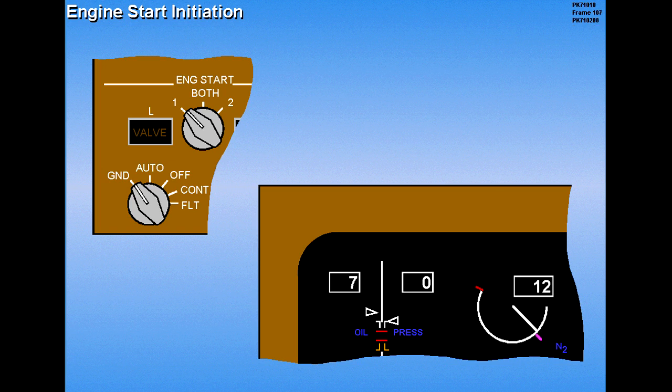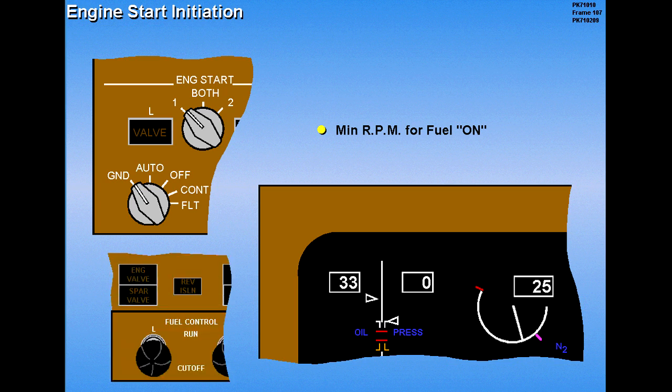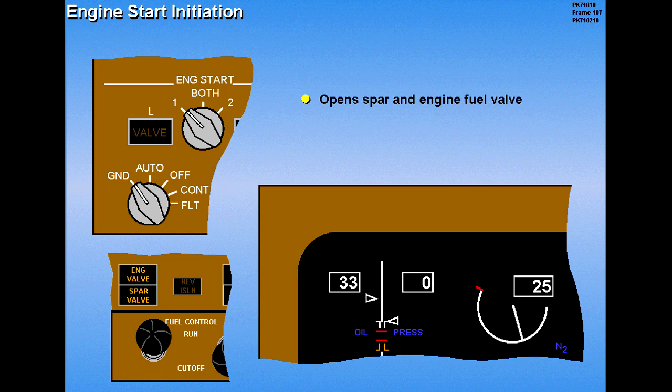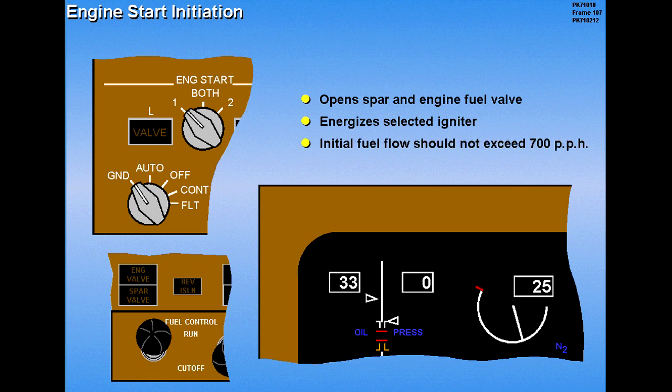A magenta reference bar appears on the N2 indicator whenever the fuel control switch is in the cutoff position, indicating the minimum RPM for fuel on. At 25% N2 or max motoring, the fuel control switch is selected to run. This opens the spar and engine fuel valve and energizes the selected igniter. Initial fuel flow indications during start should not exceed 700 pounds per hour.